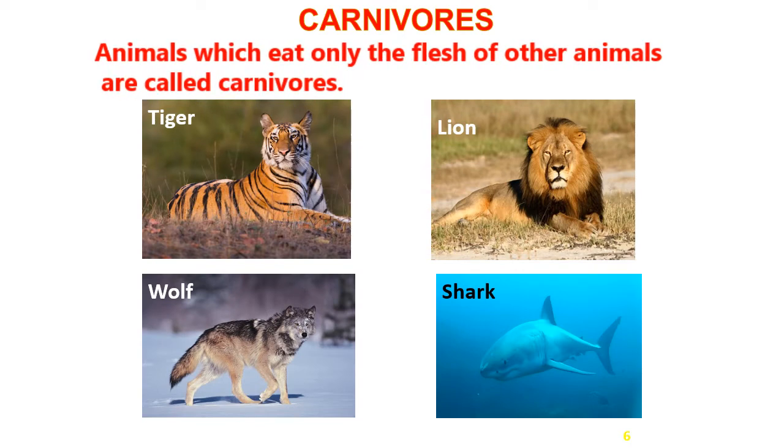Then when we talk about carnivores, those are the animals who eat only the flesh of other animals. They are carnivores. In this example, you can see the examples of carnivores: tiger, lion, wolf, and shark, as far as aquatic animals are concerned, right? So these are all carnivorous animals.